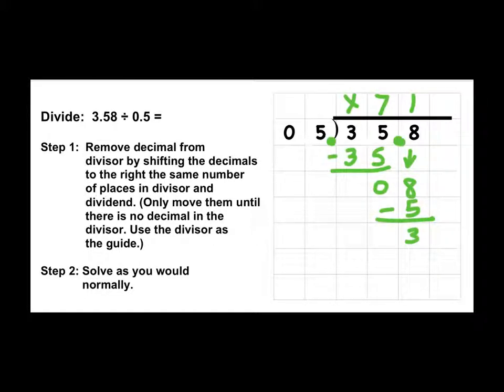Now, because I'm dividing decimals, I don't want a remainder, so I'm going to add a 0 to my dividend, drop the 0, and now 30 divided by 5 is 6, and then 6 times 5 is 30, and I can subtract and I have no remainder. And again, I can bring my decimal straight up into my answer, and my answer would be 7.16.